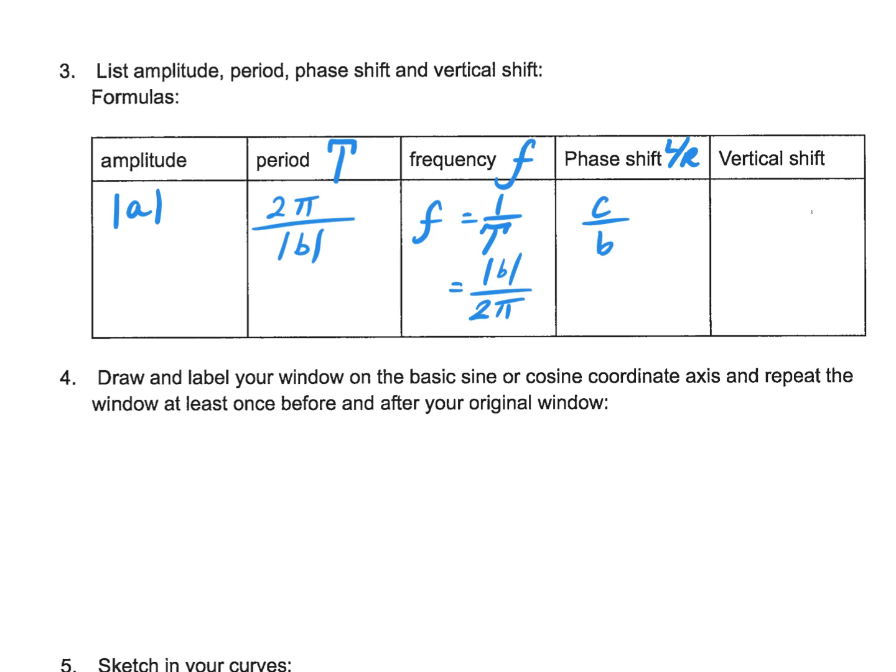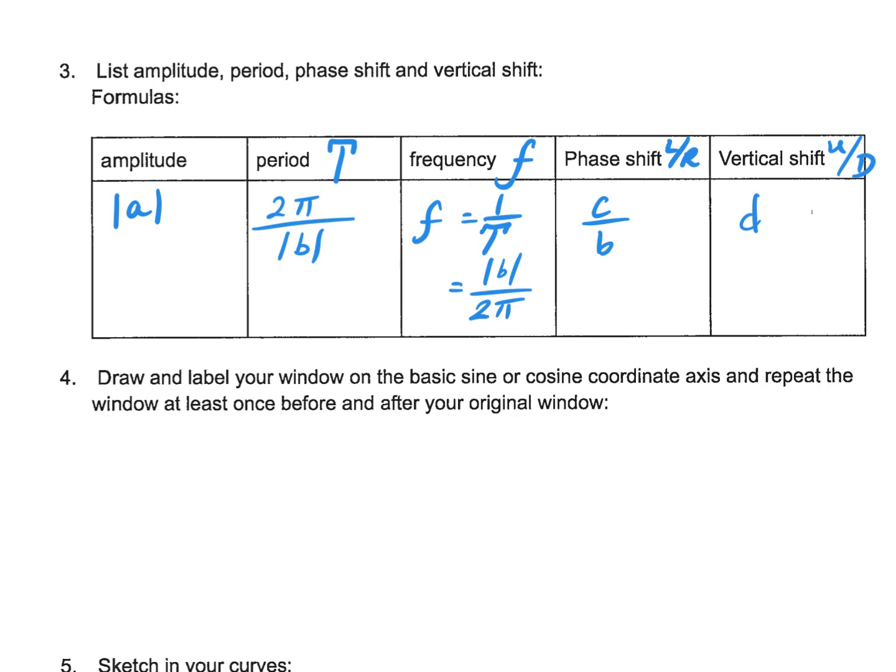Left, right. Vertical shift is always going to be your what? Up, down. And that's going to be D. In other words, if D is positive 1, you're shifting the entire midline up 1. If D is negative 2, you're shifting the midline down 2. The whole function will go down 2, okay?